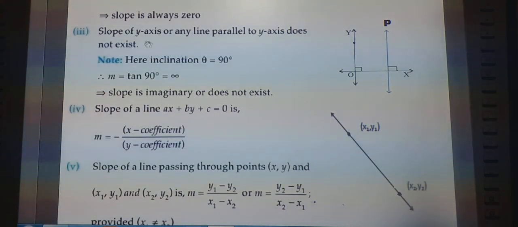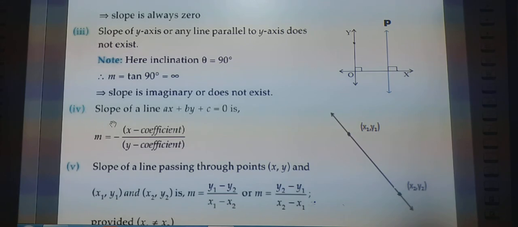Now third point, slope of y-axis or any line parallel to y-axis does not exist. Here we consider line P. This line P is parallel to this y-axis, and we know that this y-axis is always perpendicular to x-axis, so the inclination is 90 degree, and after calculating the value of tan 90 we get infinity. That means a line parallel to y-axis has slope not defined. Therefore slope does not exist.